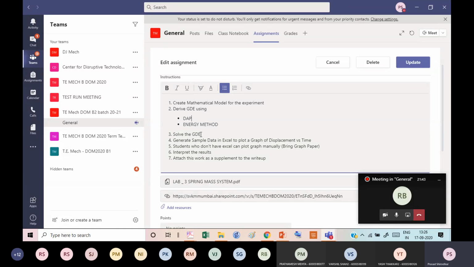Once these three steps are done, scan the solution in your mobile and upload it on the assignment. Is that clear? Yes, sir. Once that part is done, then we will start with the actual experiment, and then we will see what are these remaining points that are to be done.